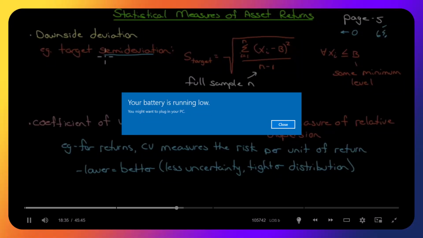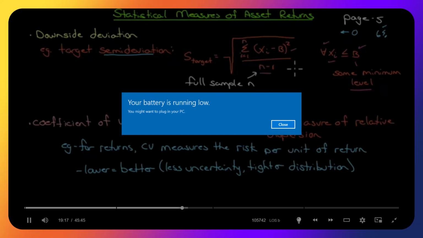I'm not a big fan of using target semi-deviation because semi means half. And if you're using a target, I'd say it's a target downside deviation, not a target semi-deviation. I'm going to quibble over the use of the words here, but I'd prefer it to be called a target downside deviation. So we'll set B as some minimum level. And then what we're going to do is calculate a squared deviation and add them up, the sum of all the squared deviations for all observations less than or equal to B. The upside down A in math means for all. For all xi, observations of x less than or equal to b.